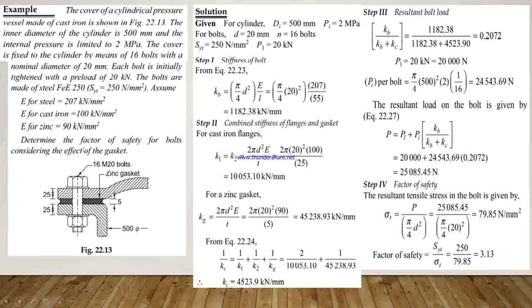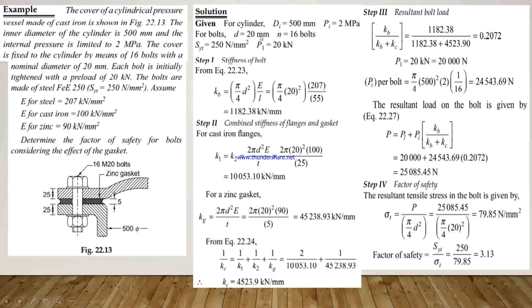We have to determine the factor of safety for bolts, considering the effect of the gasket. Here the diagram for figure number 22.13 is given for reference. Now for the solution, first we note down the given data.